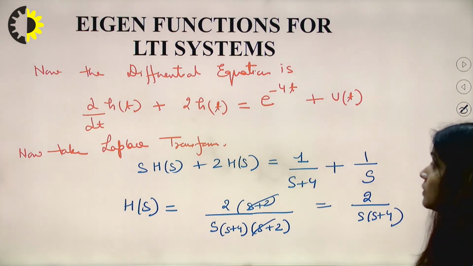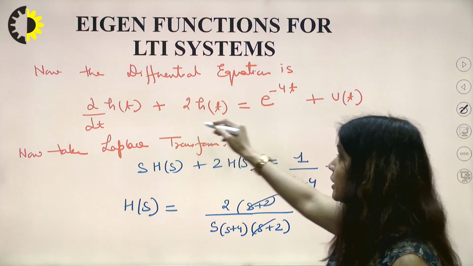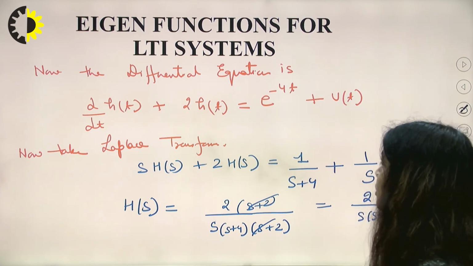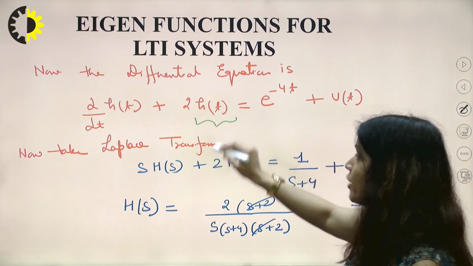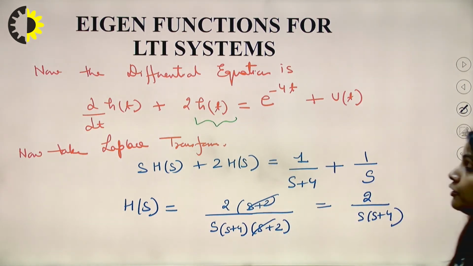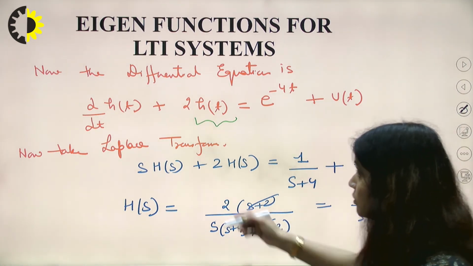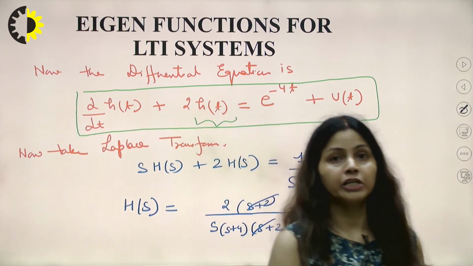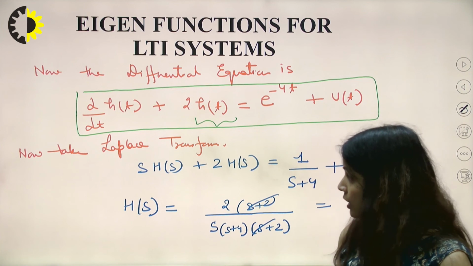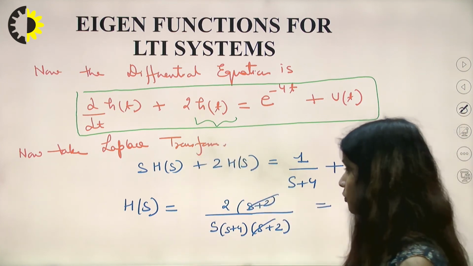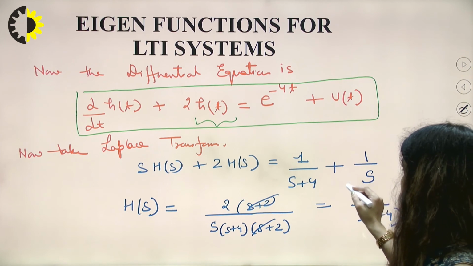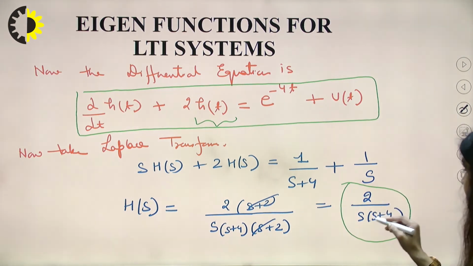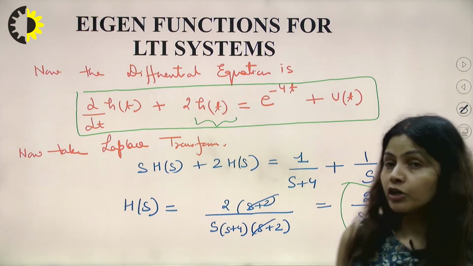Now we can put the value of a in the given differential equation. Since we are interested in finding the value of h(t), my aim is to find the value of h(t) or H(s). So now my constant a is 1 and I will rewrite my differential equation in this particular form, and taking the Laplace transform we have H(s) equal to 2 upon s into (s plus 4). So what should be the next step?